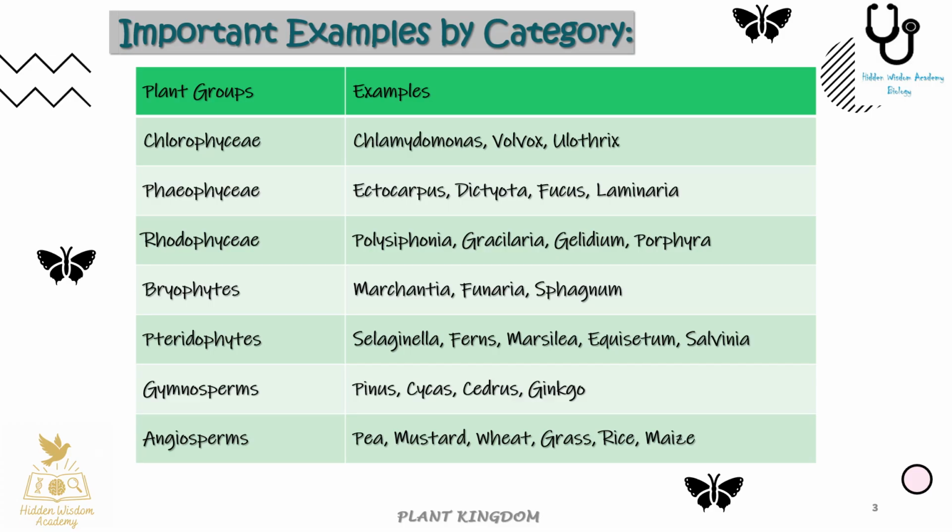4. Gymnosperms. These are seed plants, but their seeds are naked, not enclosed in fruits. Examples: Pinus, Cycas, Cedrus and Ginkgo. 5. Angiosperms. These are flowering plants, with seeds enclosed inside fruits. They are the most advanced group. Examples: pea, mustard, wheat, grass, rice, and maize.